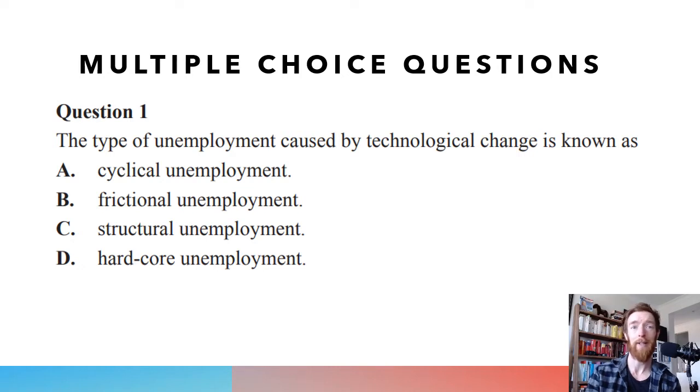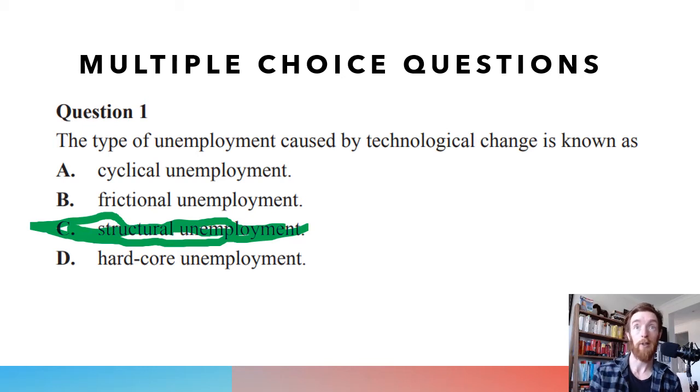Hopefully this is a pretty easy one. If you know your types of unemployment, you're not going to stuff around here. You're just going to be like structural unemployment, boom, easy, move on. It's not going to be cyclical because it's not caused by changes in aggregate demand. It's not going to be frictional because it's nothing about someone spending time between losing one job and starting another one. It's not going to be hardcore unemployment because it's not based on those personal factors that make it difficult for them to get a job. Therefore structural because it's based on technological change.